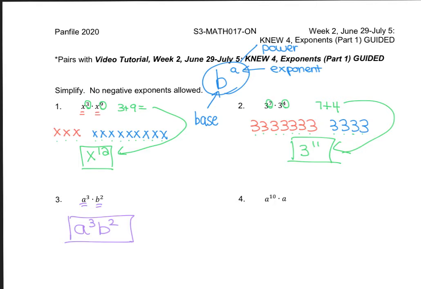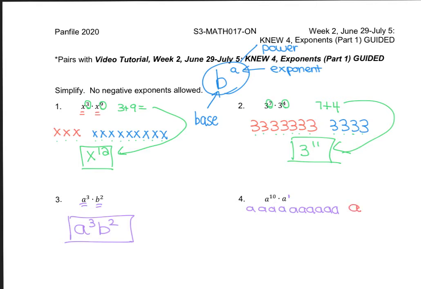Number 4, if a base doesn't have an exponent on it, it is understood to be a 1. So on this second A, we have A to the 10th times A. On that second A, we can actually put a little 1 as an exponent, because if there's nothing there, it's understood to be a 1. And then we can kind of longhand it and write A 10 times, 1, 2, 3, 4, 5, 6, 7, 8, 9, 10, times A again.